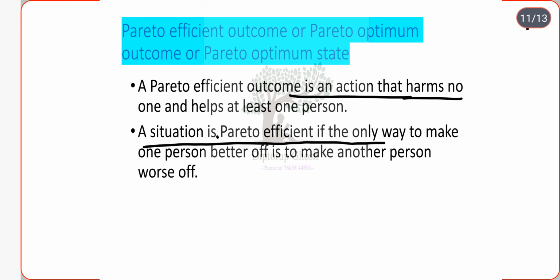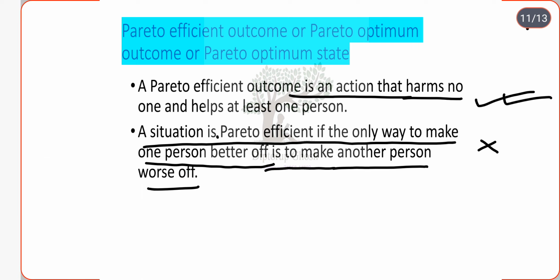A situation is Pareto efficient if the only way to make one person better off is to make another person worse off. Okay. So this definition, the first definition, is very much easy to understand. A Pareto efficient outcome is an action that harms no one and helps at least one person. Okay, and if it makes 2% better off, then that is very good.